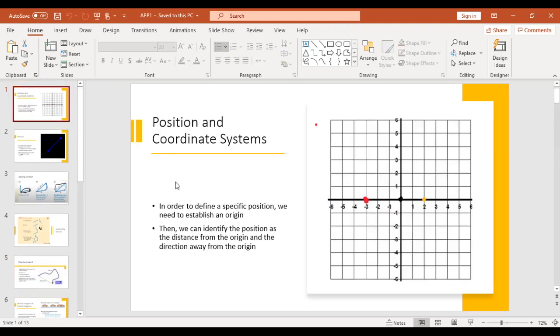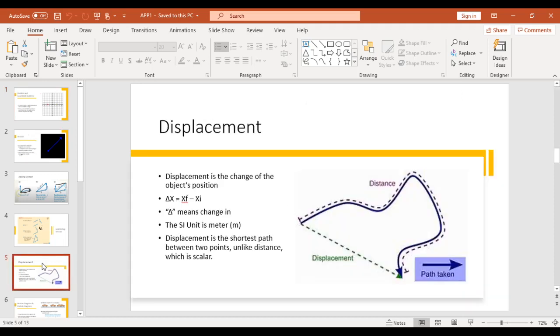So again, going over that same idea of these 5 units, now we can assign a unit, right? So from the red dot to the yellow dot, it is 5 meters apart. That's the displacement. Now I want to make this very clear. Displacement is the shortest path between two positions. Distance, on the other hand, is scalar.